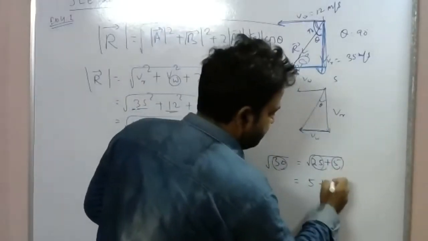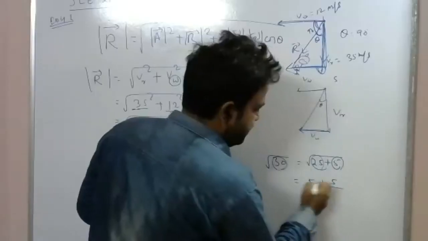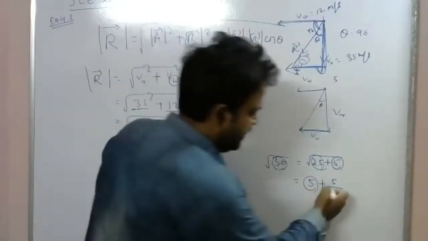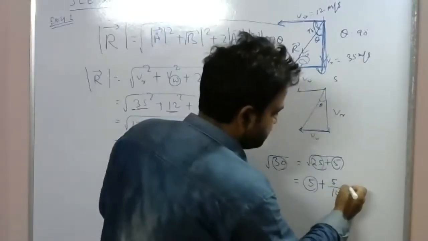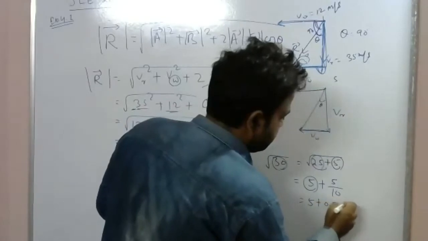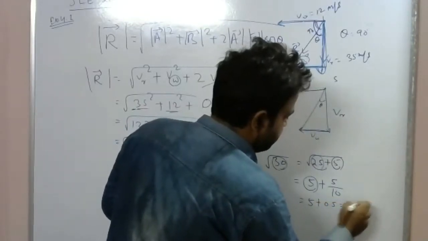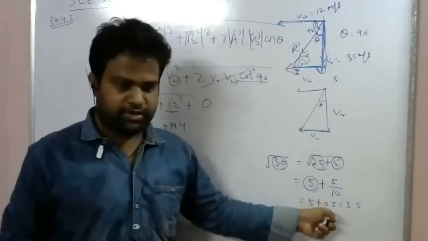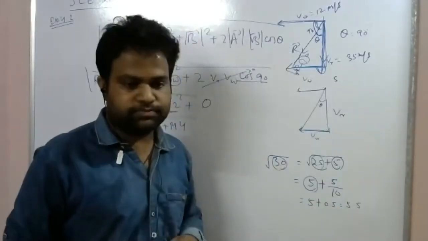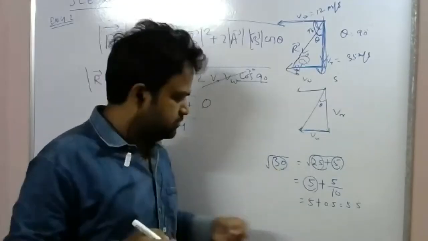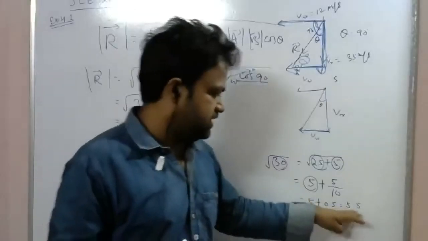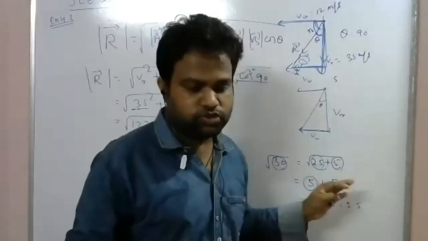Then what you will do? Plus 5 by, take double of this first number, 2 times of 5, that is 10. So 5 by 10 is 0.5. So 5 plus 0.5, that is 5.5. Anyone having a calculator, you can check what is the square root of 30. Is it 5.5 or not? Just type in Google and check.